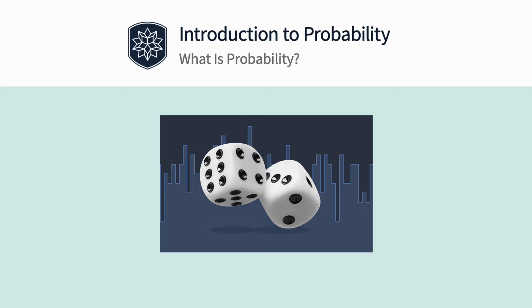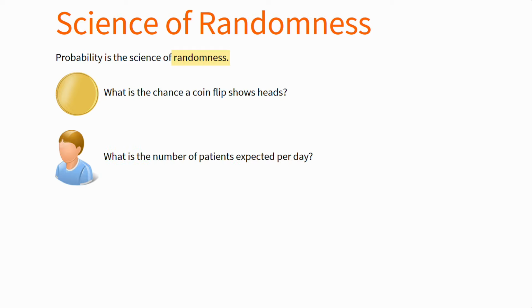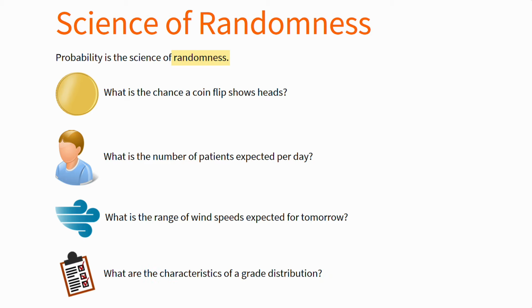In this first lesson, we'll explore the question, what is probability? The short answer is probability is the science of randomness. Think of the result of a coin flip, number of patients expected in a day, the range of wind speeds expected tomorrow, the shape of a grid distribution. All are outcomes that can be guessed but not outright predicted, so they imply randomness. If you can't fully predict it, then why should you care?